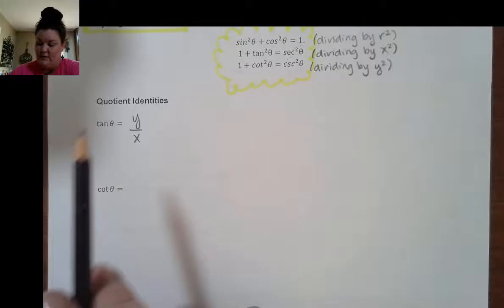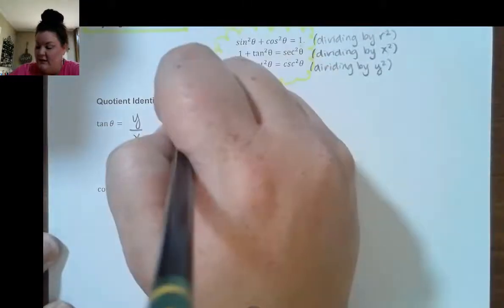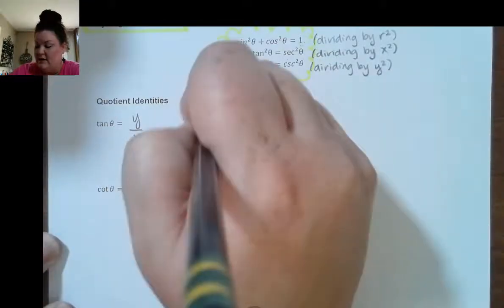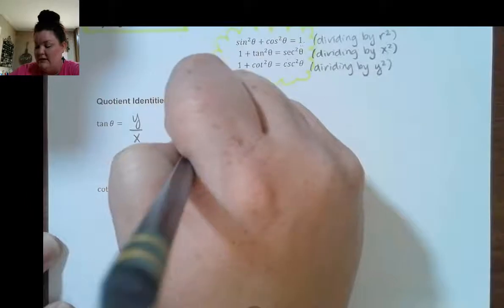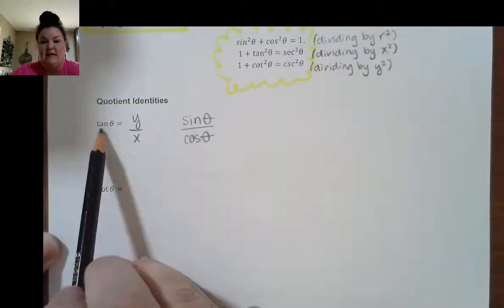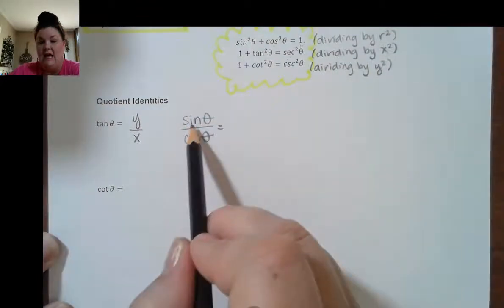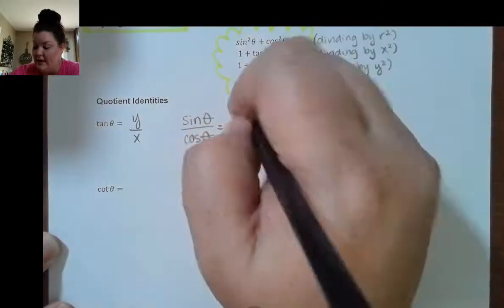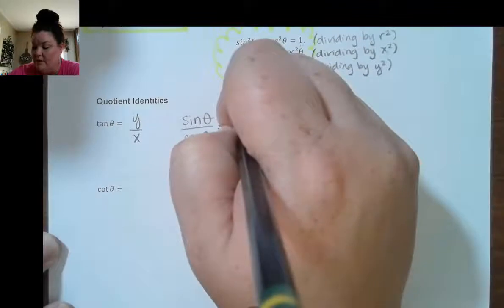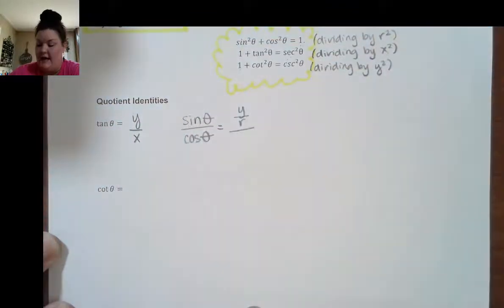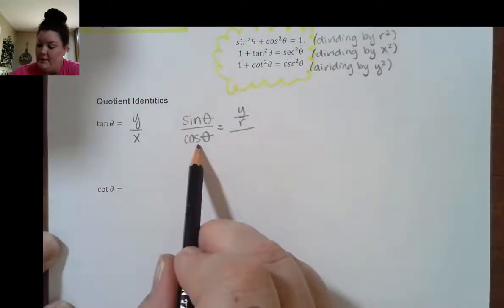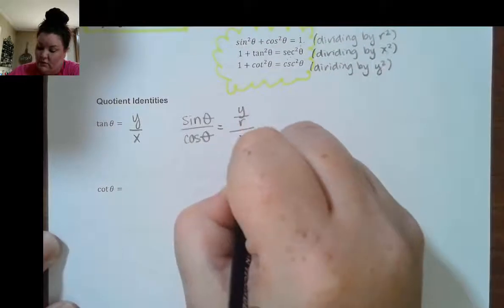So I'm going to go ahead and write, if I wanted to figure out sine theta over cosine theta, I want to show that this is actually equal to tangent. So let's go back to definitions. Sine we determine by doing y over r, right? And then cosine we get by doing x over r, right?